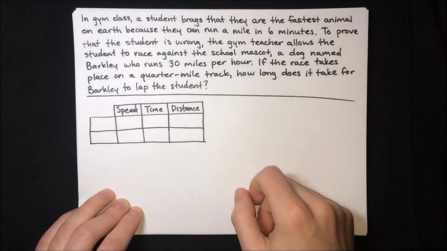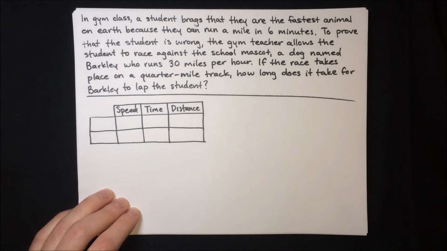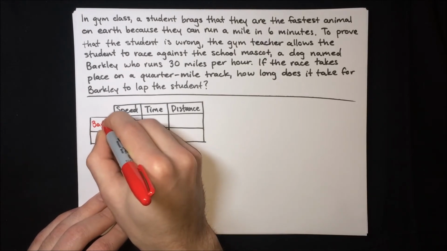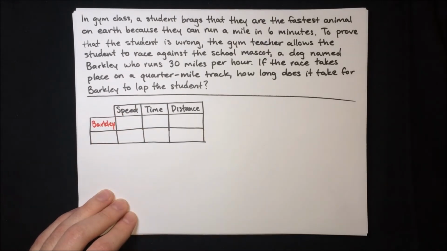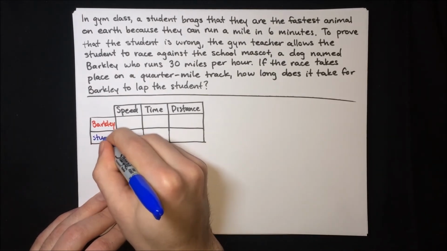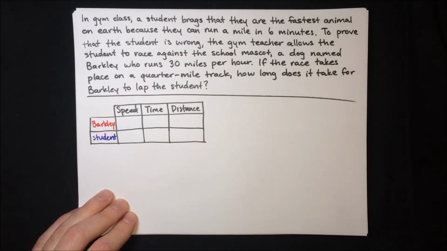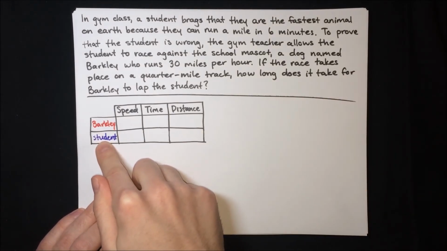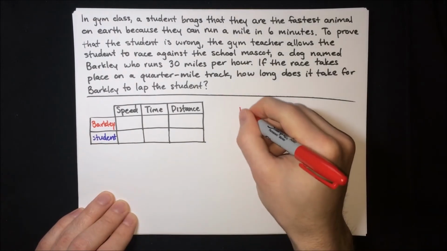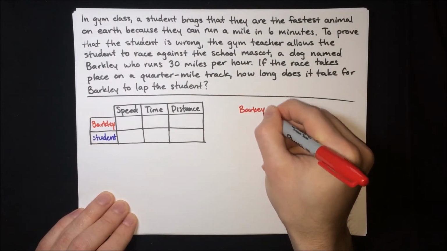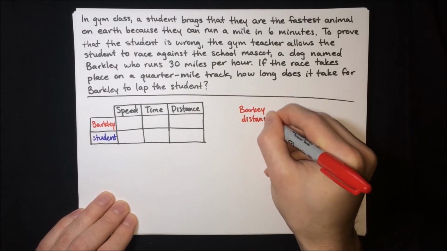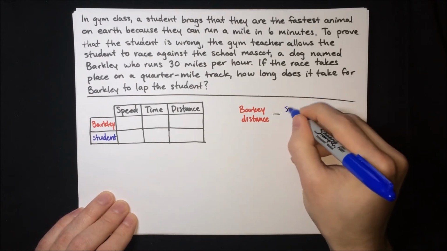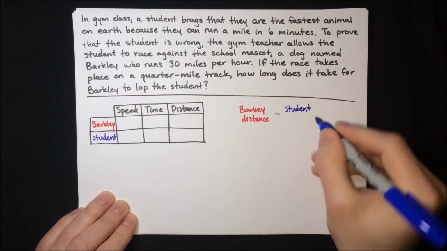So we've got the case of a student racing against Barkley. So let's make each one have a row in the table. Top row can be Barkley, and the bottom row can be student. And we want to find how long it takes for Barkley to lap the student. So that's really just asking when is Barkley's distance minus the student's distance equal to 1/4 of a mile.